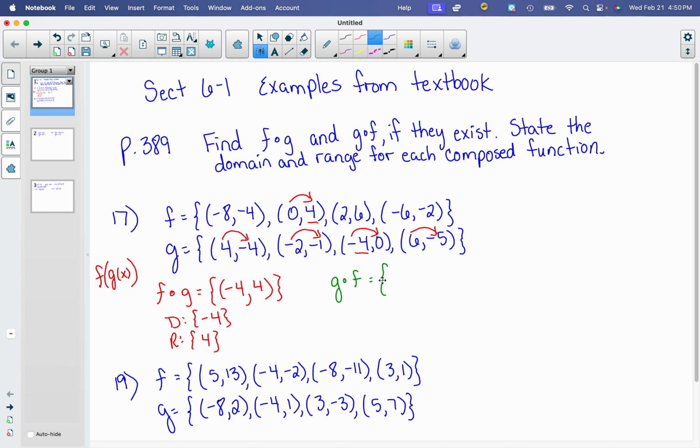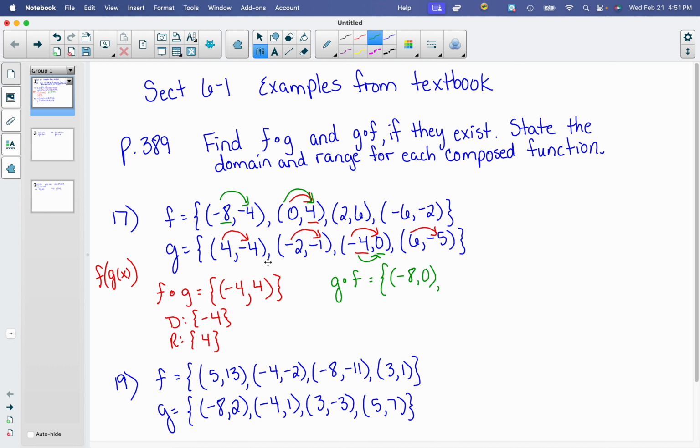This time I'm starting with f. So I'm starting with a negative 8. Negative 8 goes to negative 4. So I look down here for a negative 4, and there is one this time. Negative 4 goes to 0. So I started with a negative 8, ended at a 0, and I write down negative 8, 0. Then I go to the 0, because we're on f here. So 0 goes to 4.